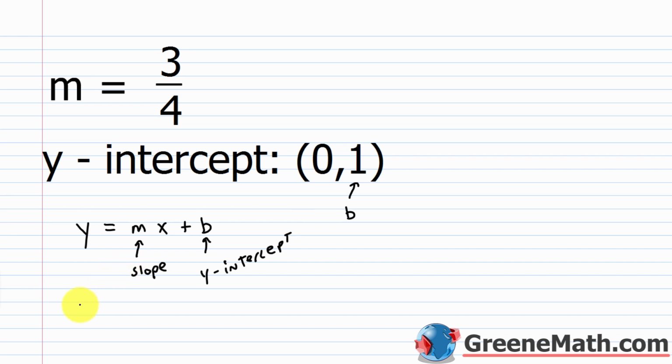So we would have y equals, for m, I'd plug in 3/4 times x and then plus b. So b is 1, so plus 1. So y equals 3/4 x plus 1.